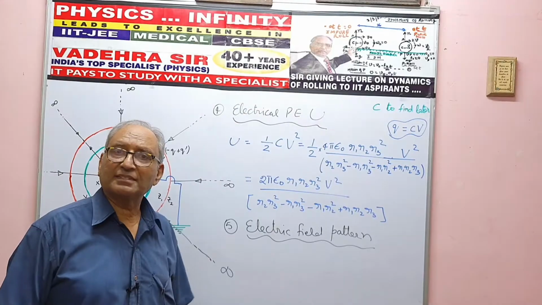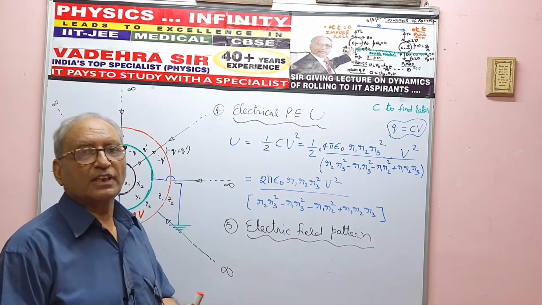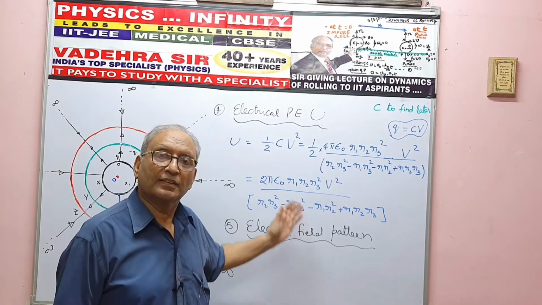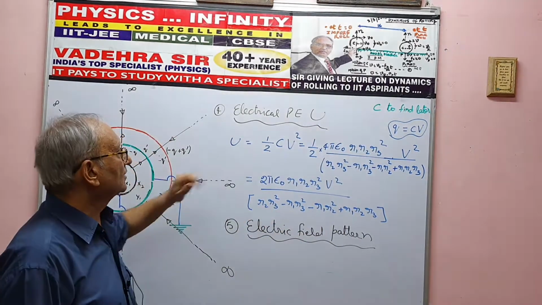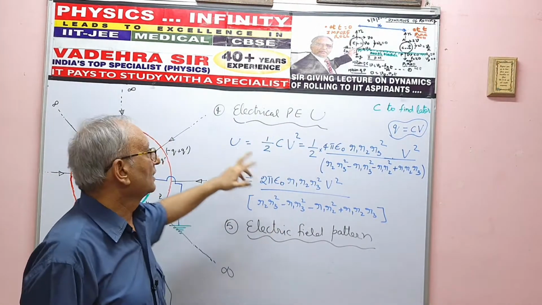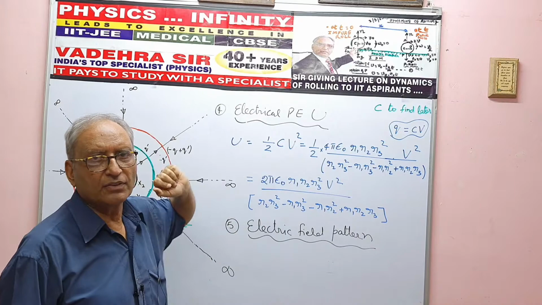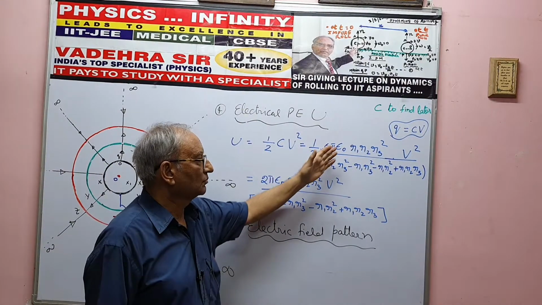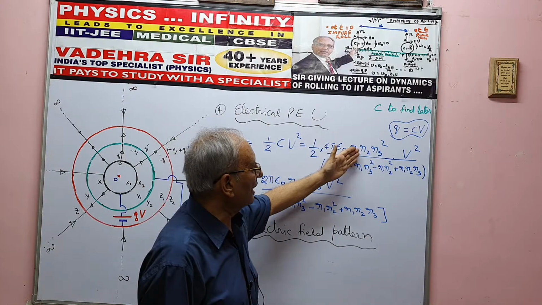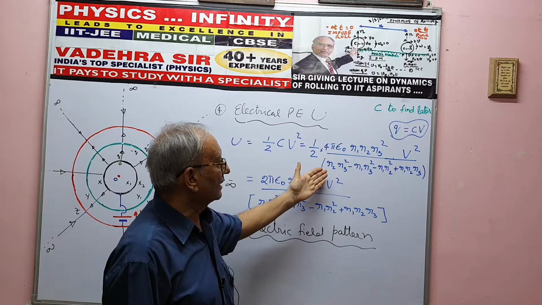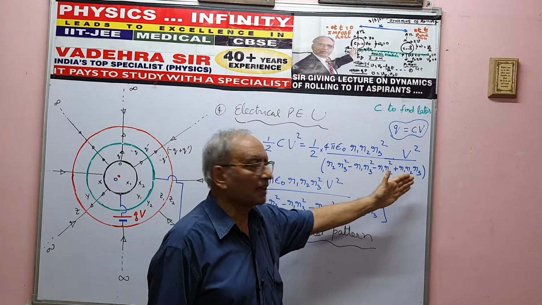Now that we know the capacitance, we know the PD, we can work out the potential energy associated with the system, within the field associated with the system. So let's see here. Electrical PE, very simple, is going to be half C V square. V is the EMF of the cell. So half, I just take the value of C that we have just evaluated: 4 pi epsilon naught R1 R2 R3 square V square divided by (R2 R3 square minus R1 R3 square minus R1 R2 square plus R1 R2 R3).